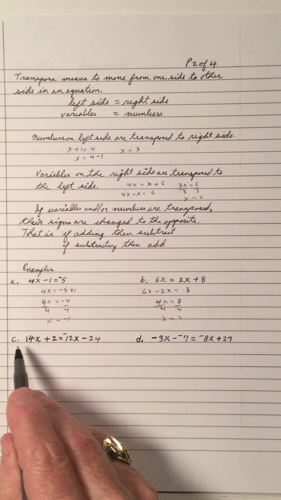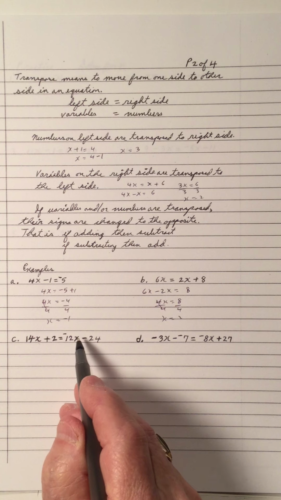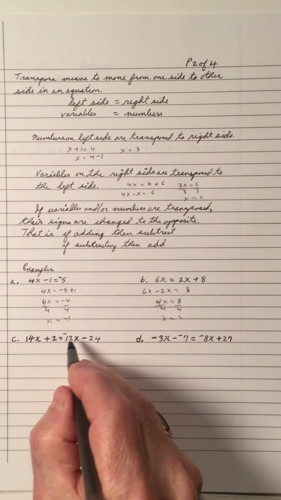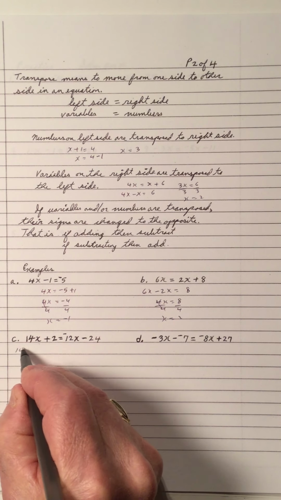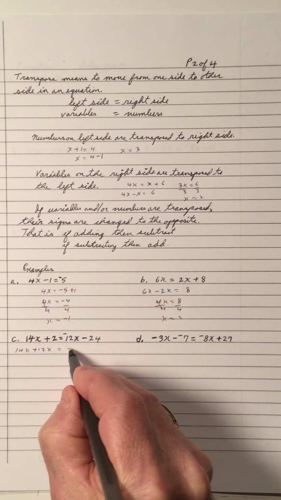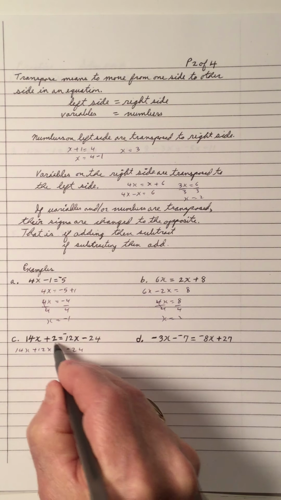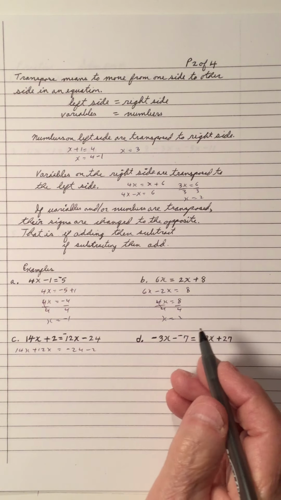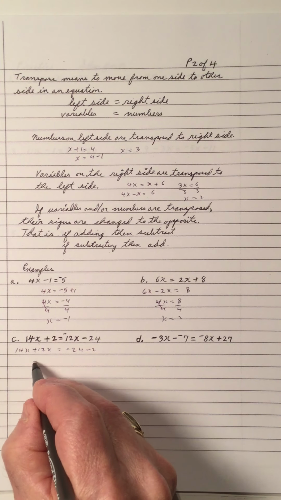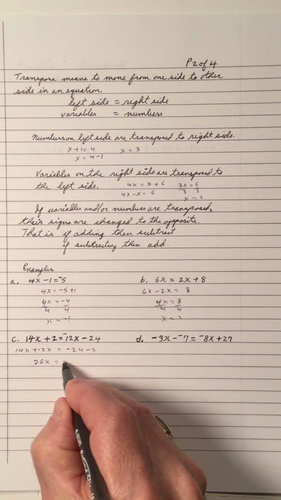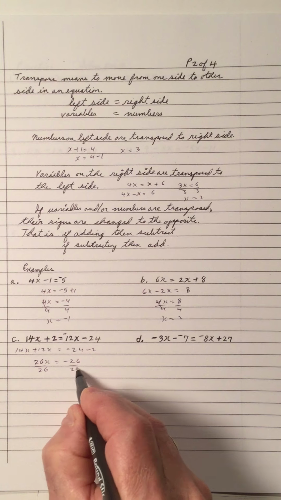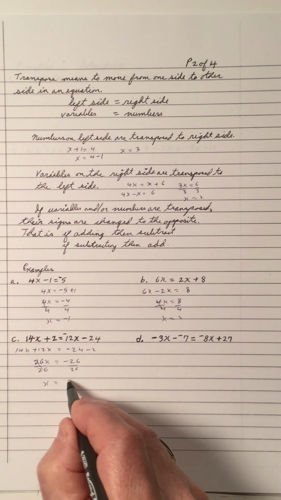Now I have both of them. I have an x on the right, that should go to the left. I have a number on the left that should go to the right. So negative 12x becomes plus 12x on the other side. And then plus 2 becomes a minus 2 on the other side. So the minus becomes a plus, the plus becomes a minus. If you add these up, you get 26x equals negative 26. And you divide by 26, they cancel, x equals negative 1.